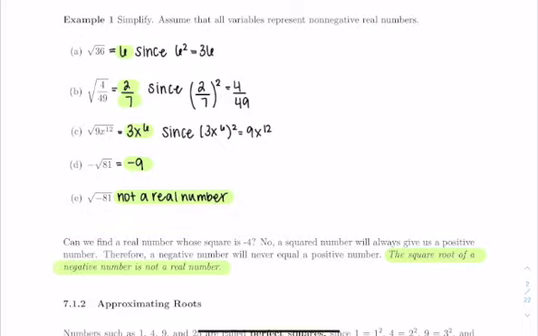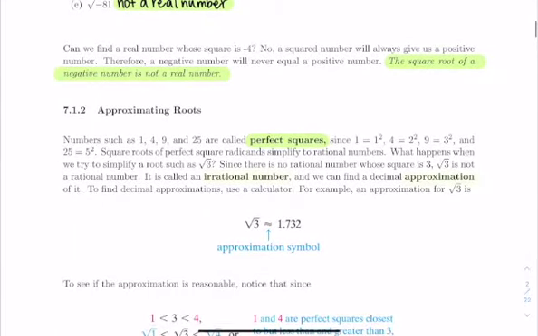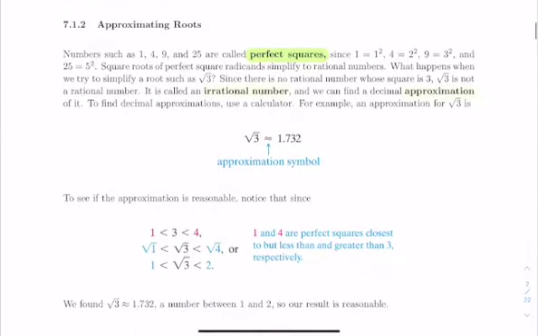Numbers such as 1, 4, 9, and 25 are called perfect squares, since 1 is equal to 1 squared, 4 is 2 squared, 9 is 3 squared, and 25 is 5 squared. Square roots of perfect square radicands simplify to rational numbers.